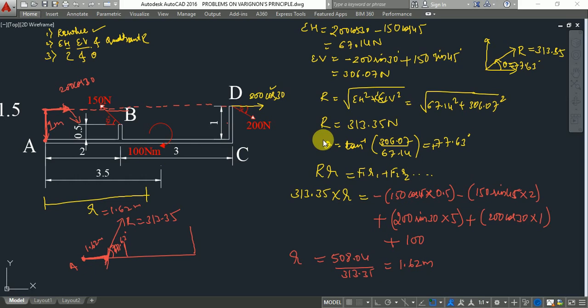This is the last problem on Varignon's principle. Other shapes and modifications may be given for these problems. The types of problems are: to find the resultant magnitude and its position, to find the equilibrium, and to find where the resultant will cut, the intercept on the y-axis or on the x-axis. These are the three categories of problems. They may give different geometrical shapes to calculate the resultant and its position. Kindly remember all these steps and practice other problems.